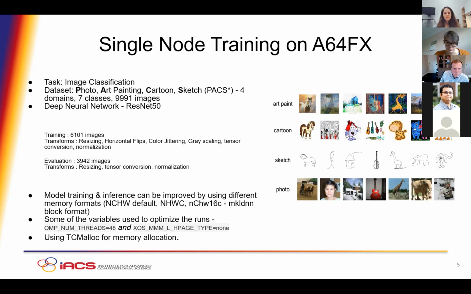Okay, so model training and inference can be improved using different memory formats. NCHW: N stands for the number of images in a batch, C for channels, usually 3 if it's RGB or 1 for grayscale, and H and W stand for the height and width of the image. This is the default memory format for images in PyTorch.